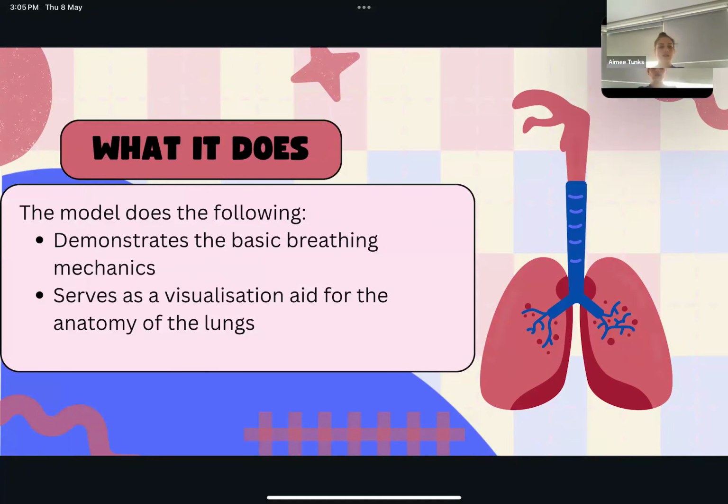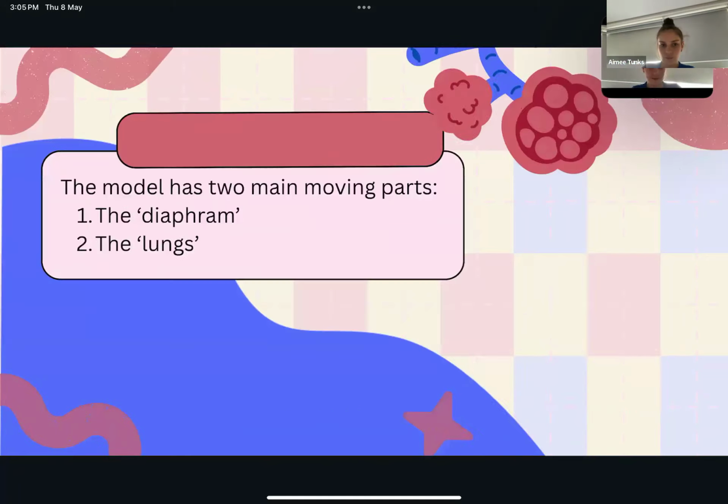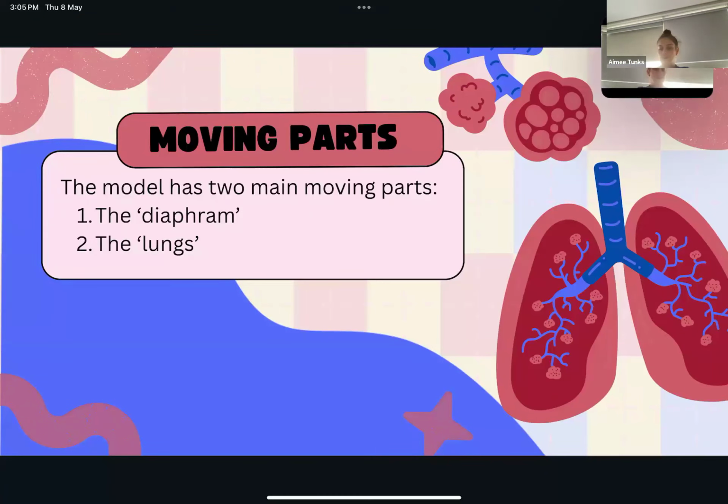What the model does is the following. It demonstrates the basic breathing mechanics, which is just how air comes into the lungs and how the diaphragm makes room for our lungs, and then serves as a visual aid for the anatomy of the lungs, as it does show the two lungs, the diaphragm and the trachea. The model has two main moving parts, and those are obviously the lungs and then the diaphragm as well. As one moves, the other does as well.